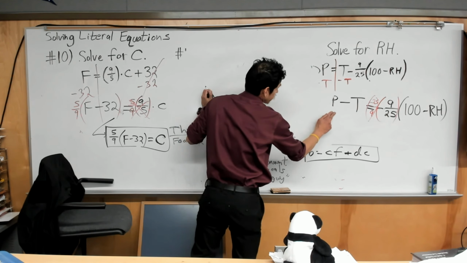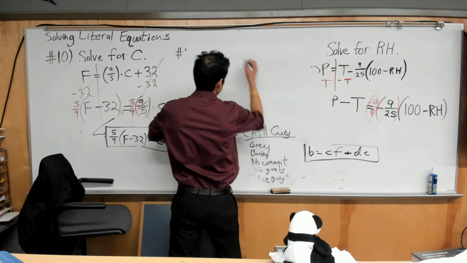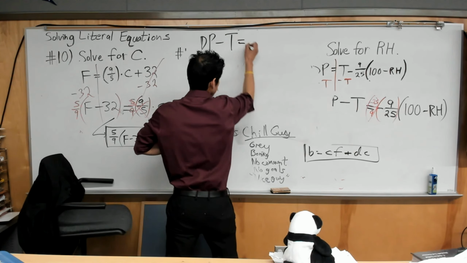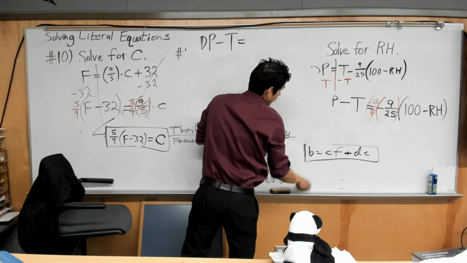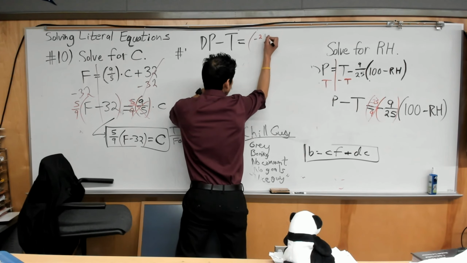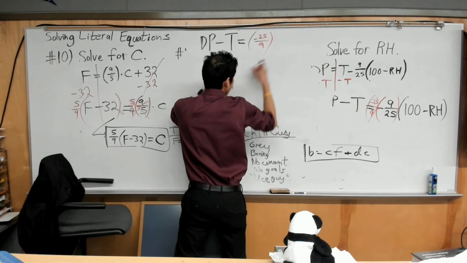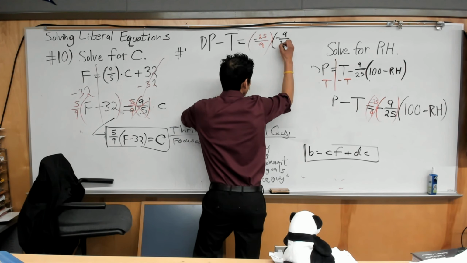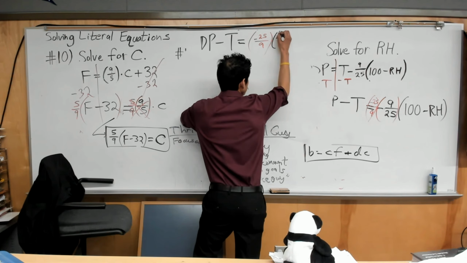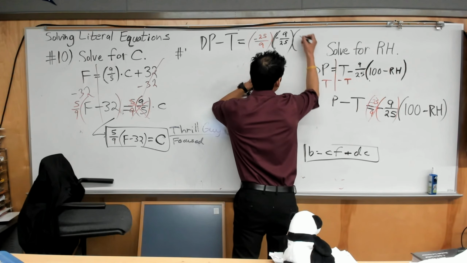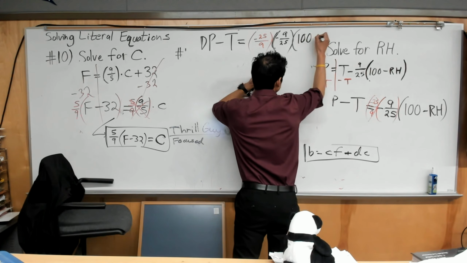So we have dp minus t equals. We're going to multiply both sides by negative 25 over 9. So in the red, negative 25 over 9 times negative 9 over 25, which is what we originally had, right? And we had 100 minus RH in the parentheses.